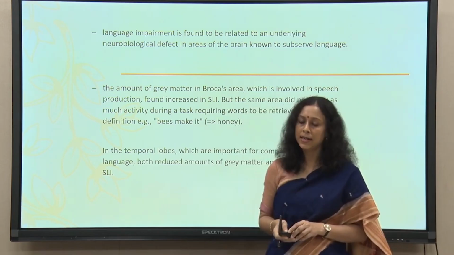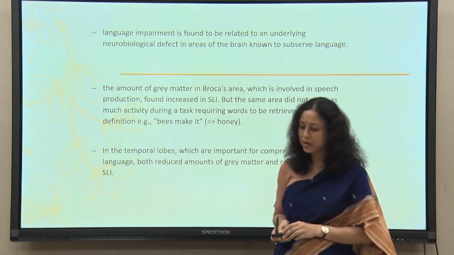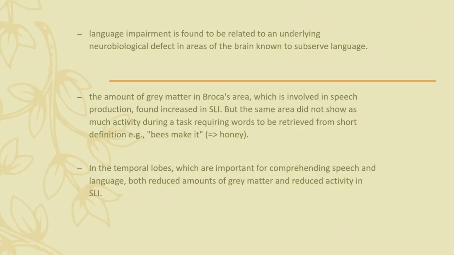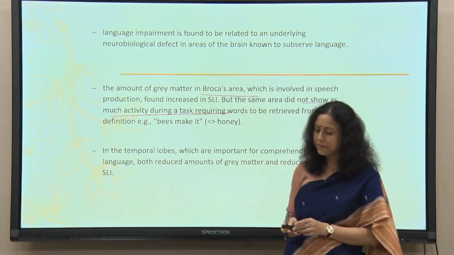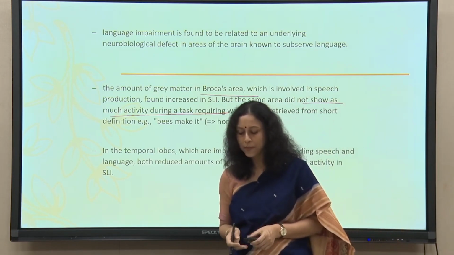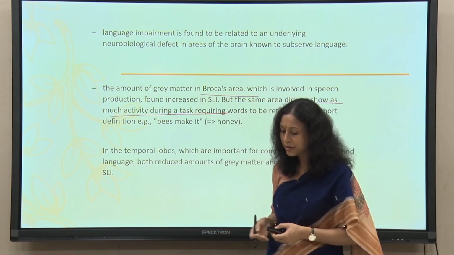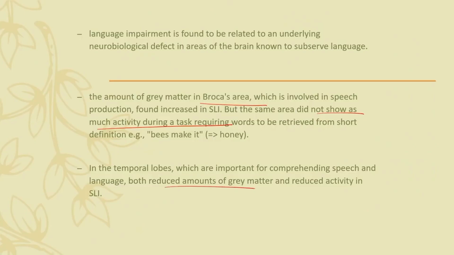This also has a neural underpinning. It is found that the gray matter in Broca's area, which is involved in speech production, was increased in case of SLI, specific language impairment, but at the same time, even though there is an increased amount of gray matter, it showed decreased activity. So, it did not show as much activity during the task. Though the gray matter is increased, the activity level was not. In the temporal lobe, which is important for comprehension of speech and language, the gray matter is reduced and activity is also reduced.